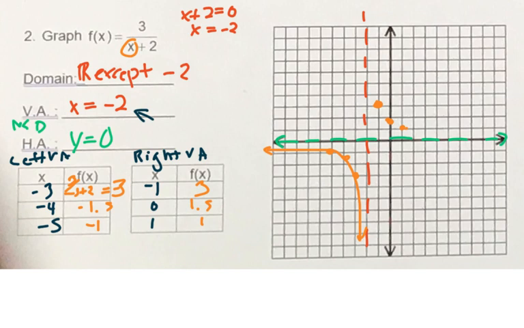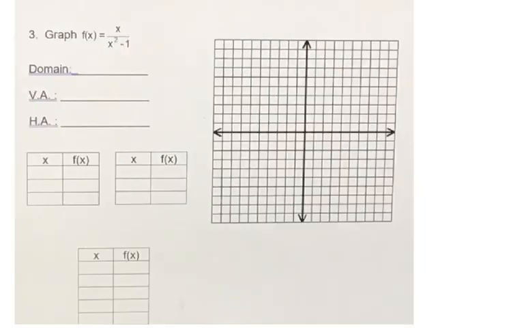All right, and then you connect them. And there's your graph. So on 3, your domain is all real numbers except numbers that make your denominator equal 0. So x minus 1 equals 0.